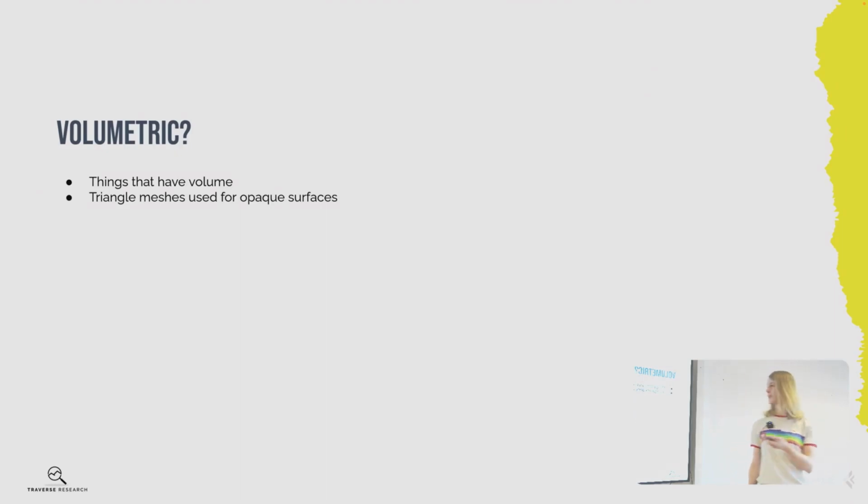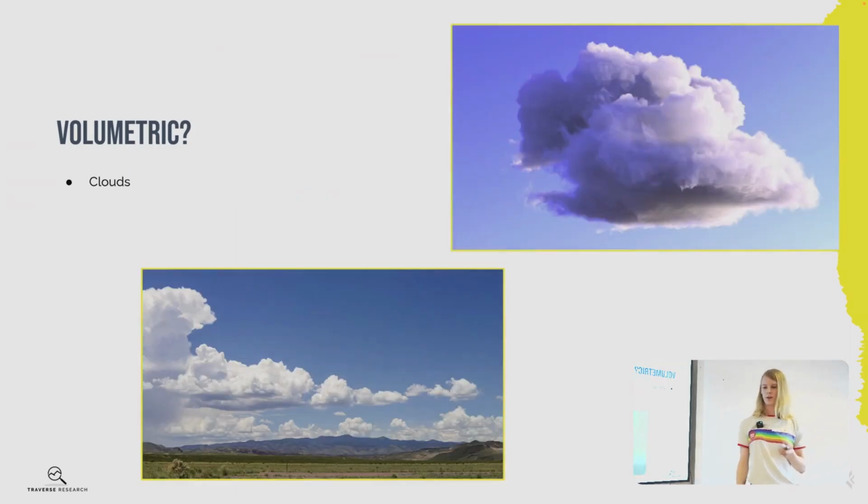So first a question: volumetric? What's a volumetric? Well, things that have volume. Everything has volume, pretty much. So in graphics, traditionally, we have used meshes, and meshes are made up of triangles, and these define a surface. But we're interested in volumetrics, so things that don't have a rigidly defined surface. One of the examples is clouds. These can't be rendered using triangles, or at least not like this.